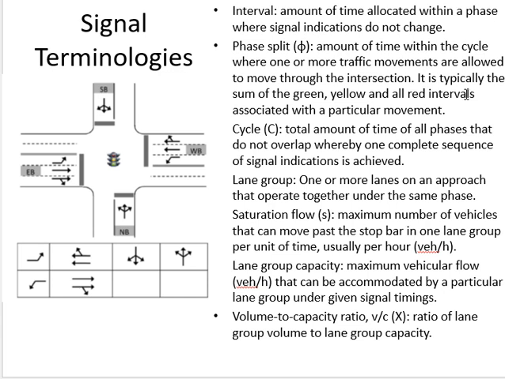Light green, so green is an interval. The signal is green, we have the green interval. From green it will go to yellow, so it will be the yellow interval. Clear? Okay, so interval is that part of the phase where signal timing doesn't change.